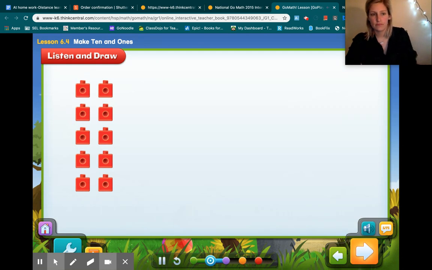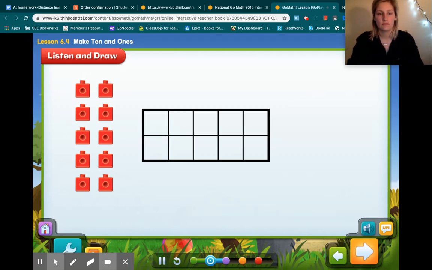Connie has 10 cubes. How can she arrange them to show 10? Let's use cubes to make 10 two different ways. First, let's use cubes to make 10 in a 10 frame. Let's click to count. So we're going to make a 10, just like Mrs. Maris said.